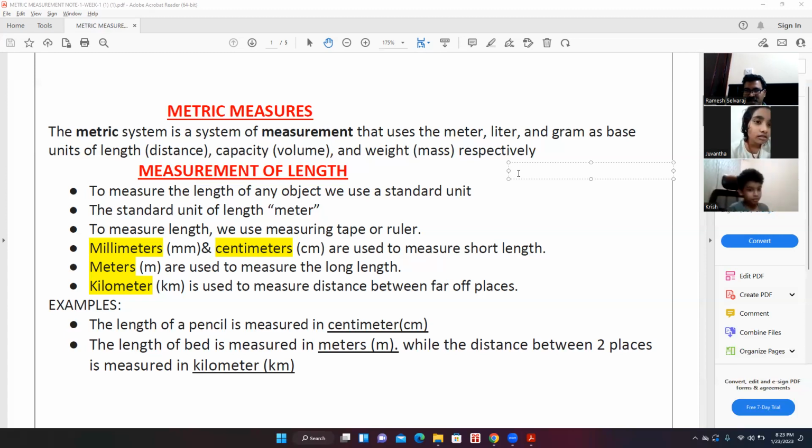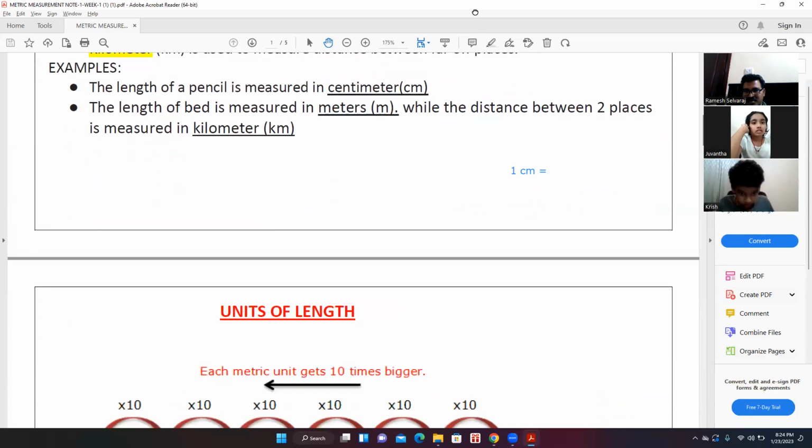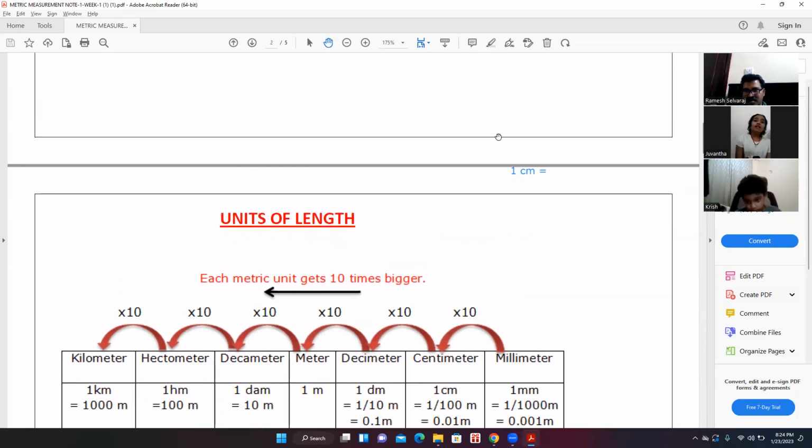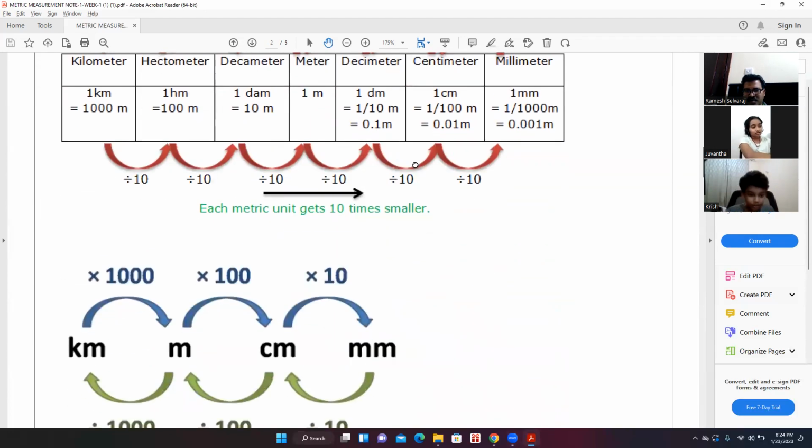Okay. Do you remember how many millimeters are there in a centimeter? 1 centimeter is how many millimeters? Daddy, yeah, tell me. I was thinking 1 centimeter is equal to 100 millimeters. Yeah, correct. 100 mm is 1 centimeter.